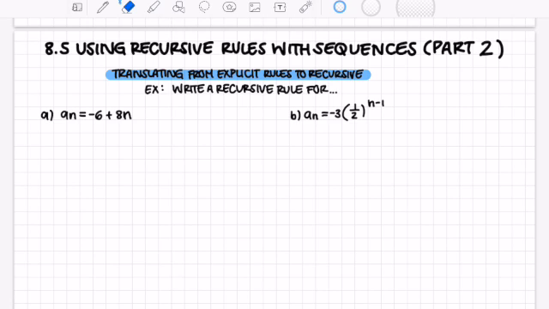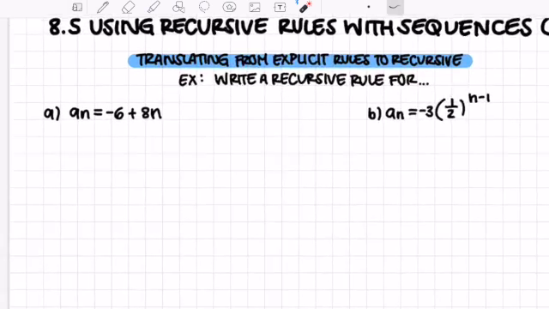Hi guys, so today we're going to be looking at using recursive rule with sequences part 2, and we're going to be looking at translating rules and changing them from explicit to recursive rules instead. Okay, so in this case we are given an explicit rule, an equals -6 plus 8n. And we have an equaling -3 times 1 over 2 to the power of n minus 1. And we want to change them into the recursive rule format. So let's start off with the first one.